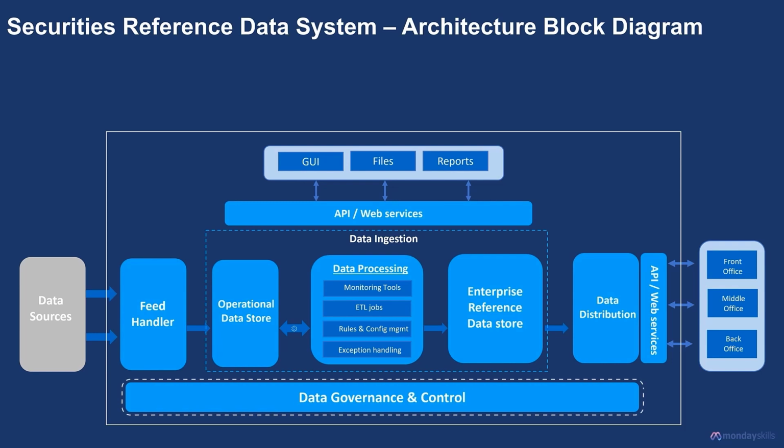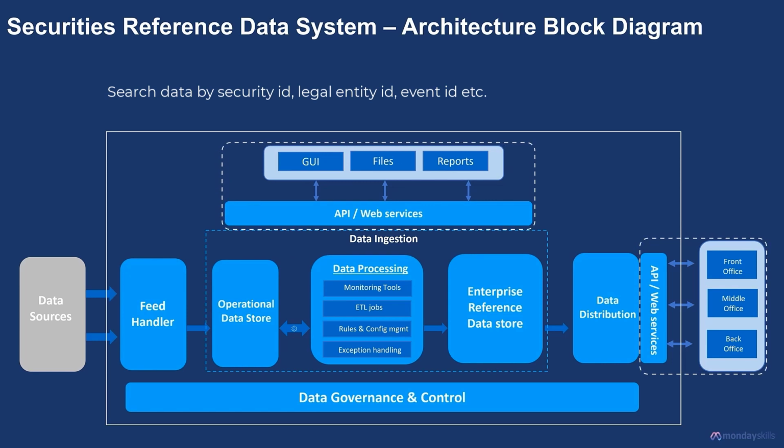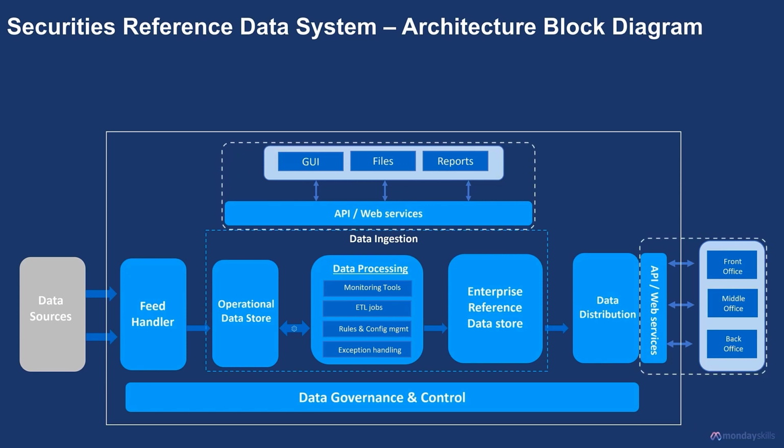A reference data system is a key source of data for other business systems in a securities firm. Data services and APIs enable authorized users and applications to retrieve specific reference data based on their requirements. These services include search capabilities, filtering, and data aggregation functionalities.